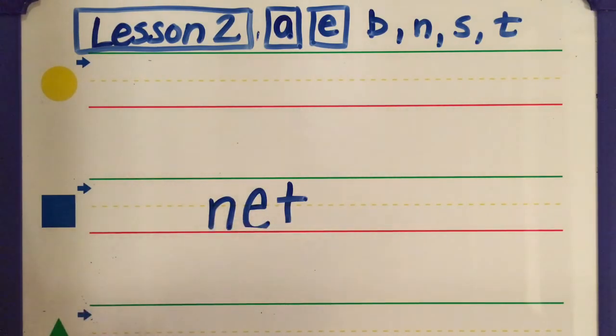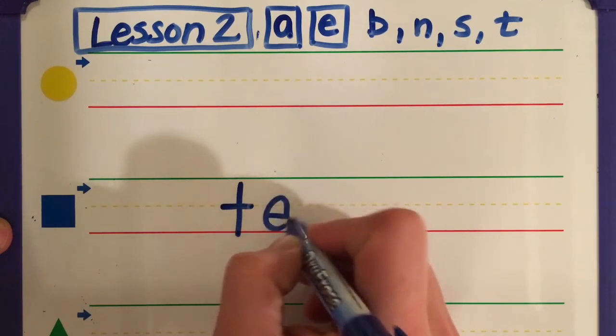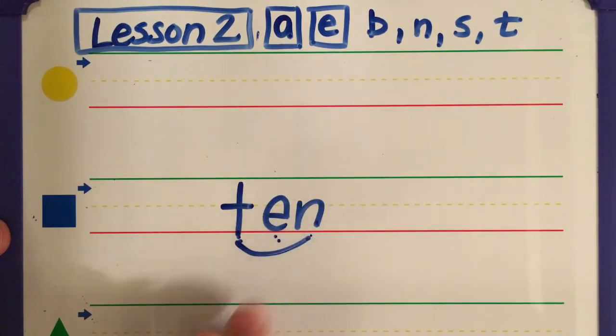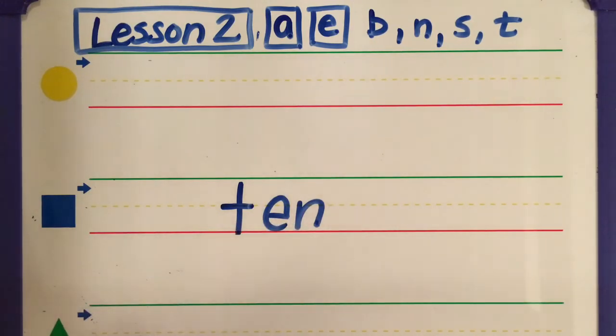The next word that we're going to spell uses the same 3 letters as the word net. The word that we're going to spell is the word ten. Get ready, segment. T-e-n. T-e-n. Spell it T-E-N. Excellent job.